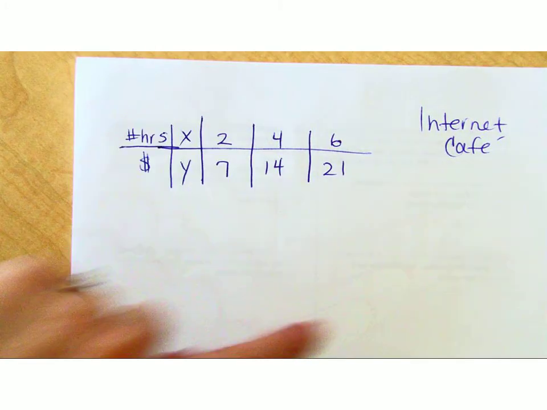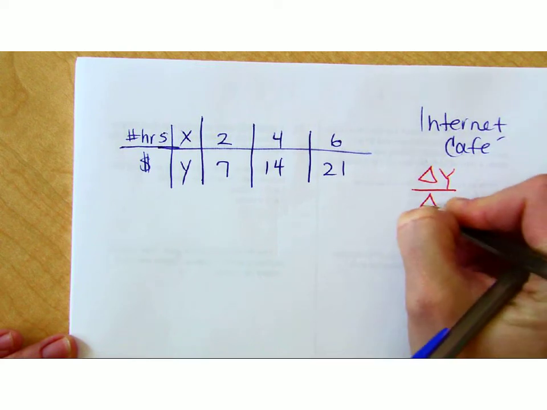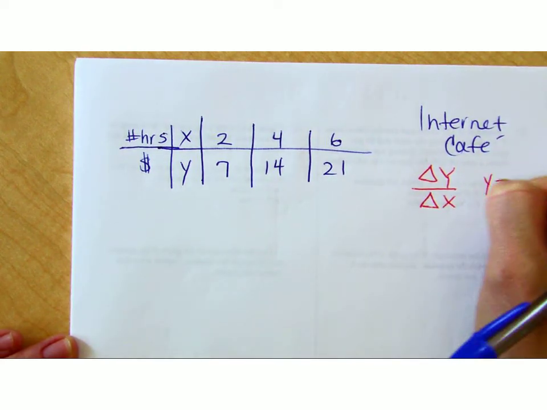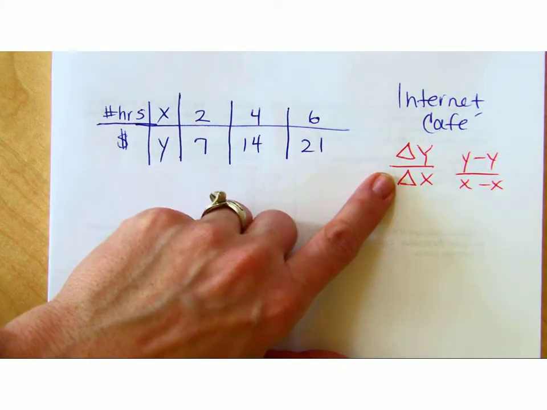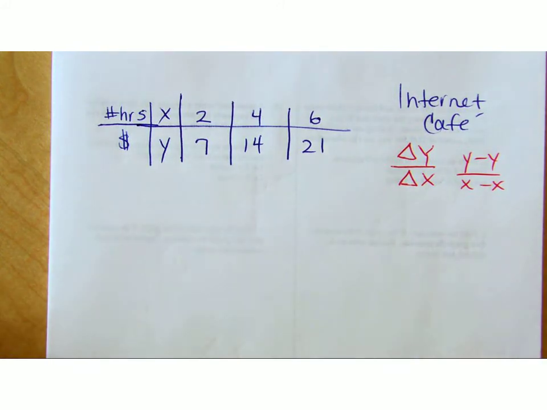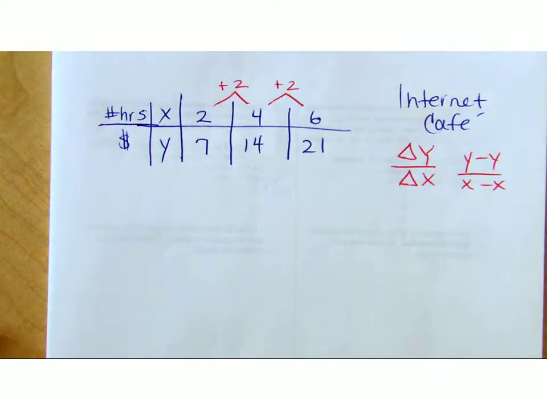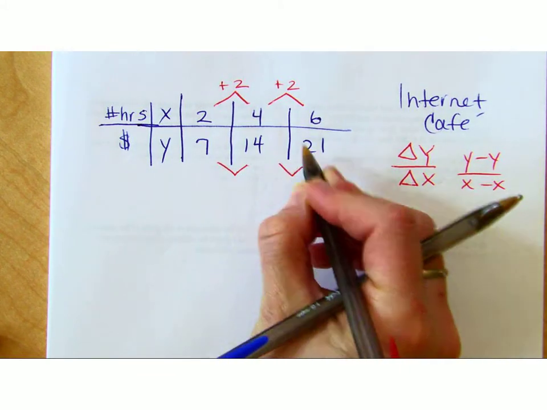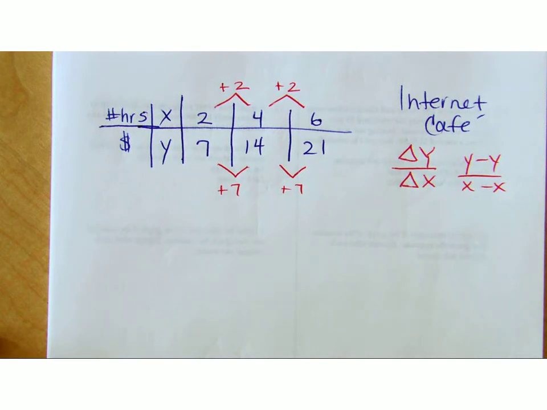So this is your table, and everything we do is the change in y over the change in x. If that is confusing to you, you're like, why is she writing a triangle every time? That's a delta. So this means the same thing. Subtract the y's, subtract the x's. Okay, so what is the change in my x value? According to this table, it's going up by 2 hours. And for every 2 hours that my hours goes up, my cost goes up 7. So how much is this place charging for 1 hour of internet usage?